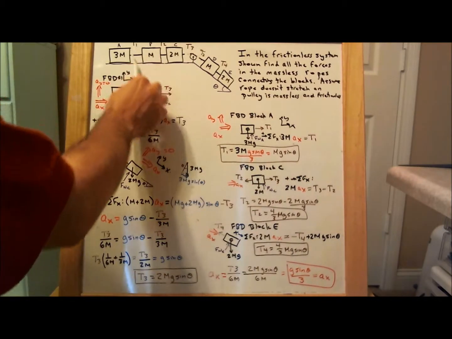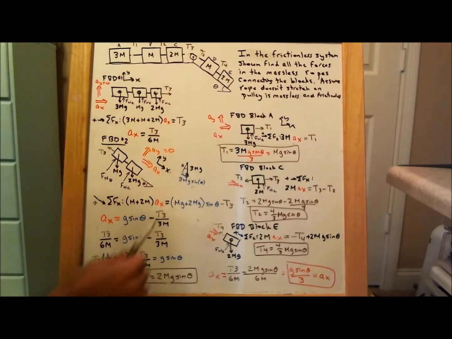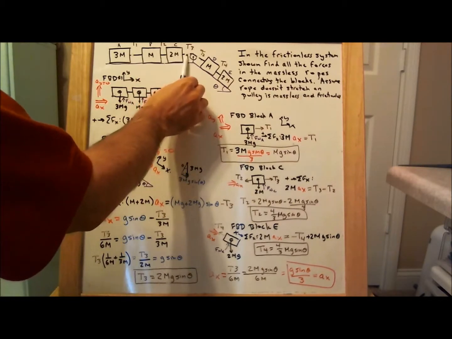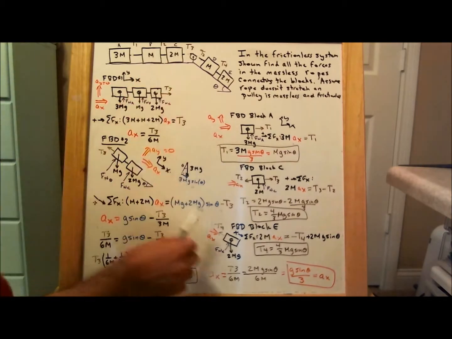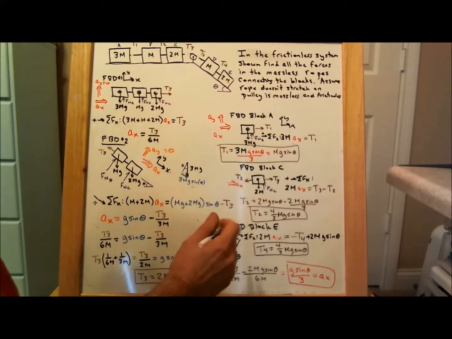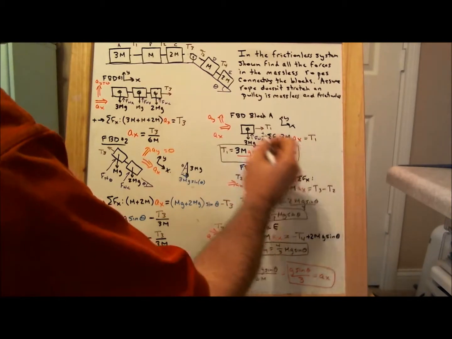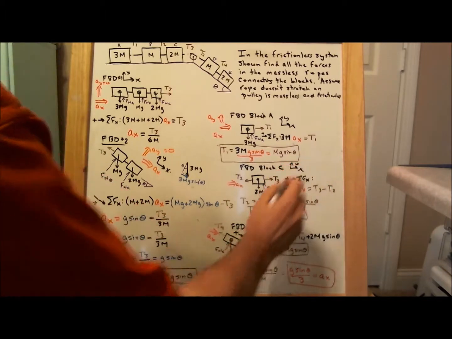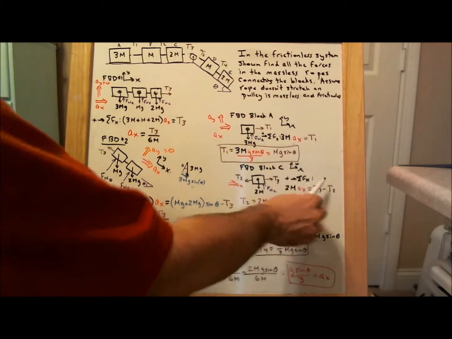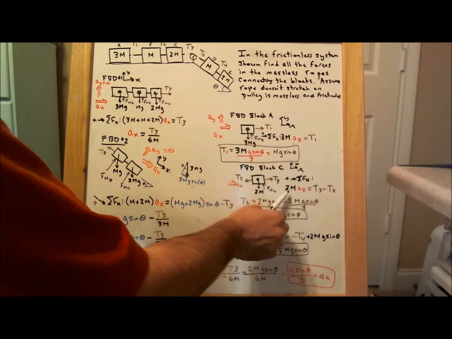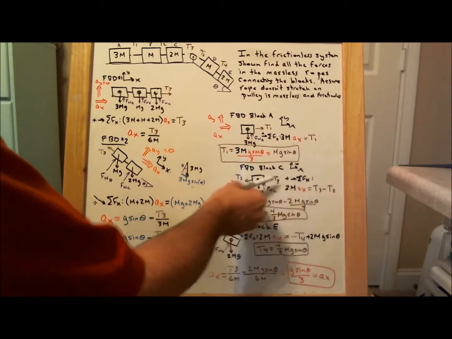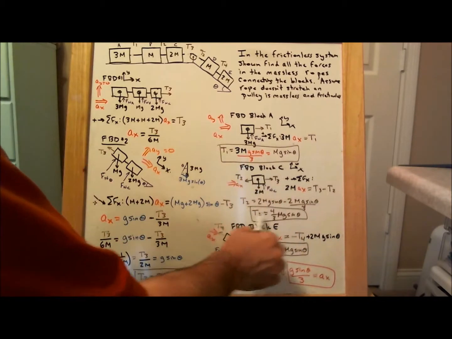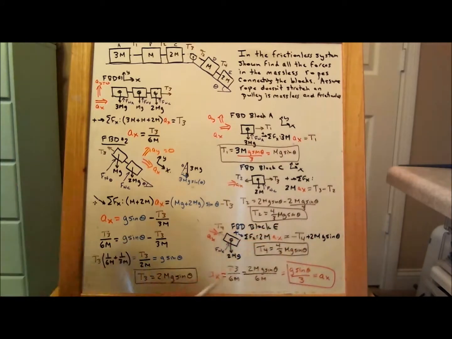Similarly, I can now do B or C. So let's just jump to C. I know T3. I want to find T2. So, free body diagram, block C. Very similarly, the sum of forces in the x direction positive is mass times acceleration, and I have T3 minus T2, and I can solve for T2, which is 4/3 mg over sine of theta.